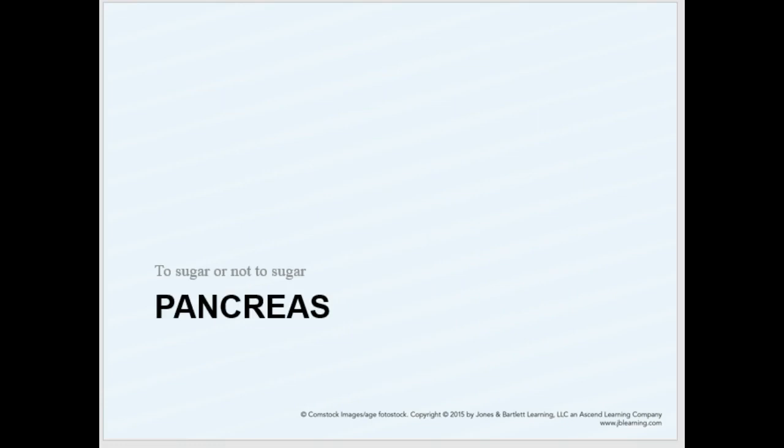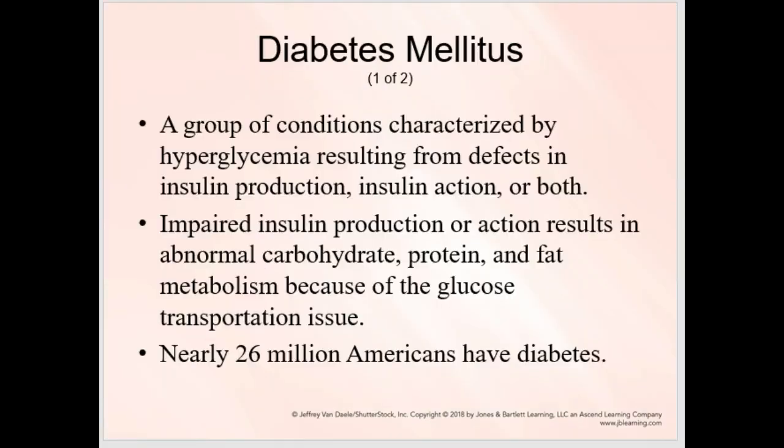Now, pancreas, to sugar or to not, big question. And obviously we will talk about diabetes mellitus in this chapter because this is endocrinological function, and we've definitely gone over the enzymes that are released for digestive functions previously. So with diabetes, this is bread and butter stuff, and these are conditions that you should know very, very well.